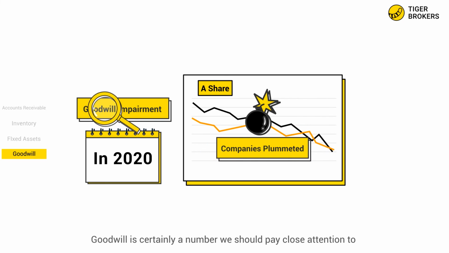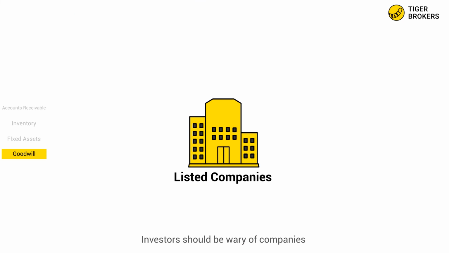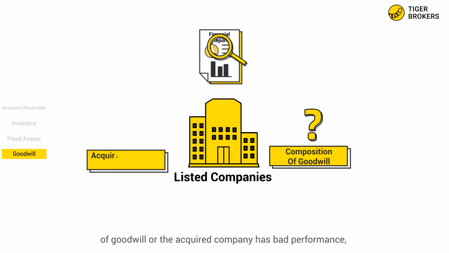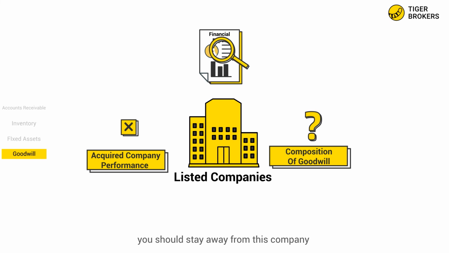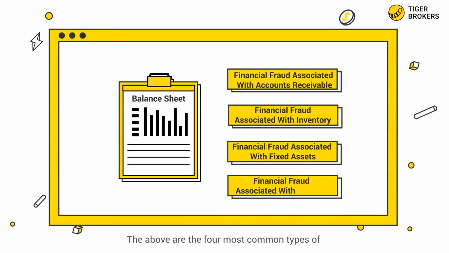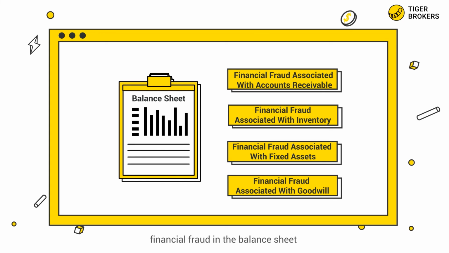Goodwill is certainly a number we should pay close attention to. Investors should be aware of companies that have a large amount of goodwill. You should look carefully at their financial report. If you find you can't figure out the composition of goodwill or the acquired company has bad performance, you should stay away from this company. The above are the 4 most common types of financial fraud in the balance sheet.